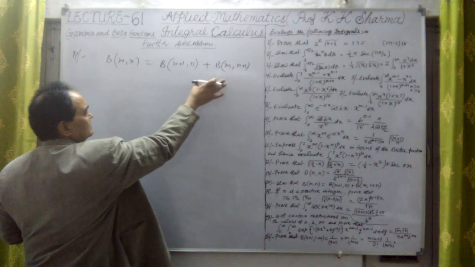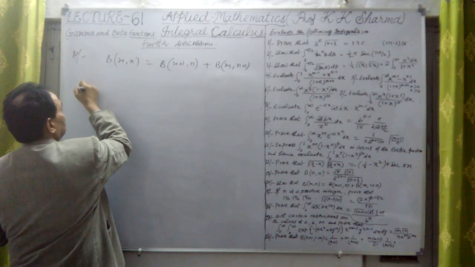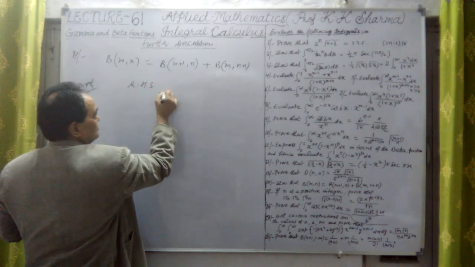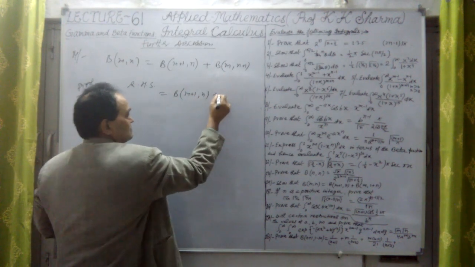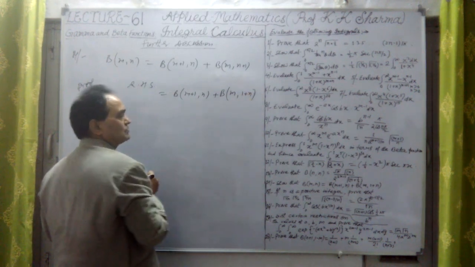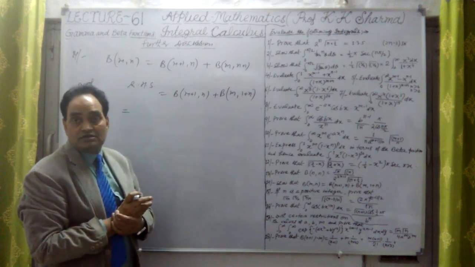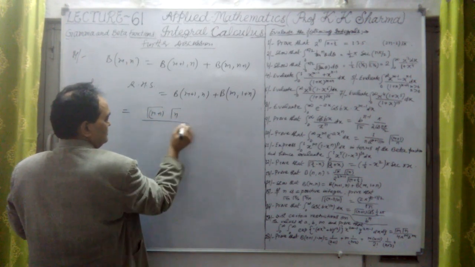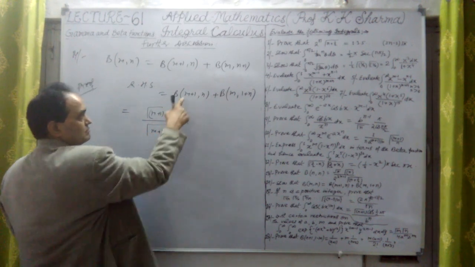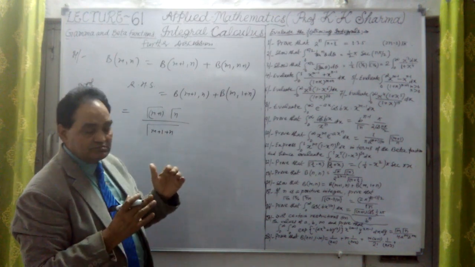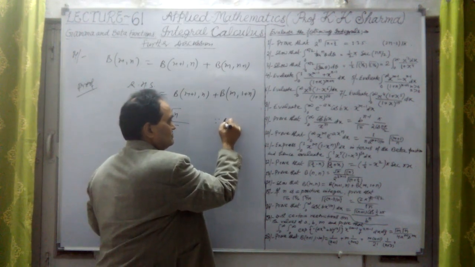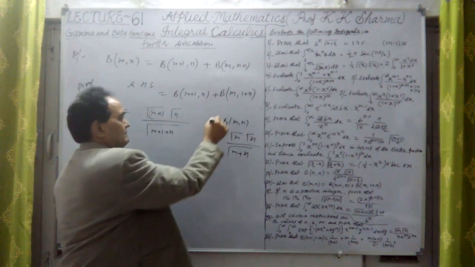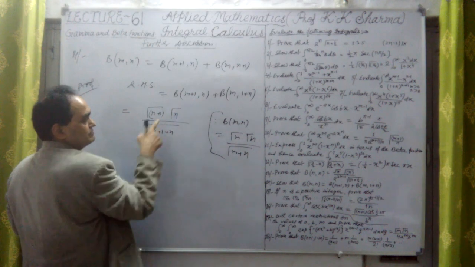Now let me take the right hand side here. Right hand side is beta m plus 1, n plus beta m, n plus 1. No problem. Now, what is the definition of beta m n in terms of gamma function? The relationship between beta and gamma function is defined like this. We know that beta m n is equal to gamma m gamma n divided by gamma m plus n. So because of that, we have defined it like this.